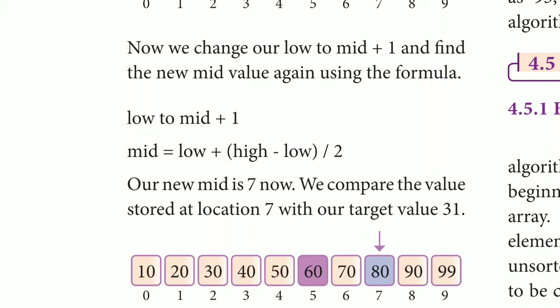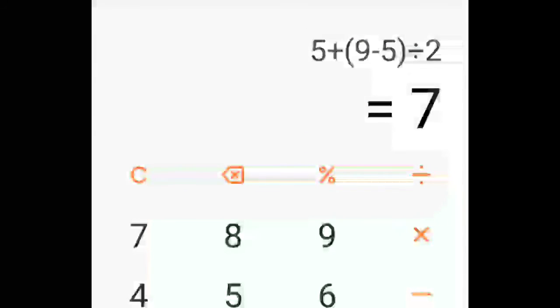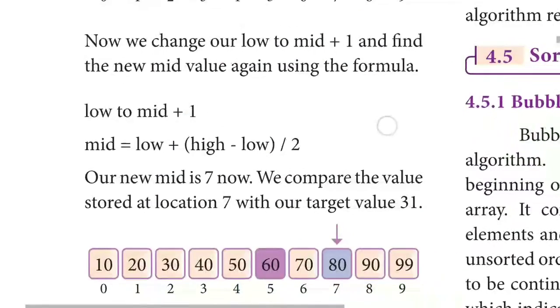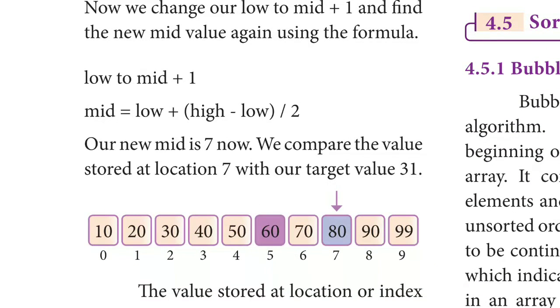Now it calculates the mid again. Mid is equal to low, which is 5 here, plus (9 minus 5, which is 4) divided by 2. You can see that the answer is 7. So this is the formula: 5 plus (9 minus 5) divided by 2 is 7. So the mid is 7 here, and the mid contains the data 80.